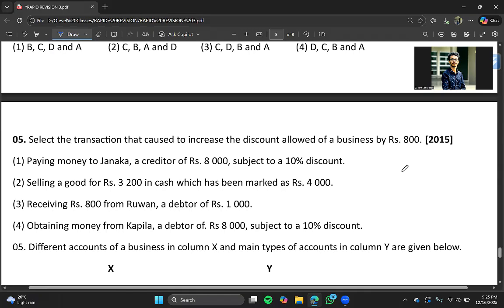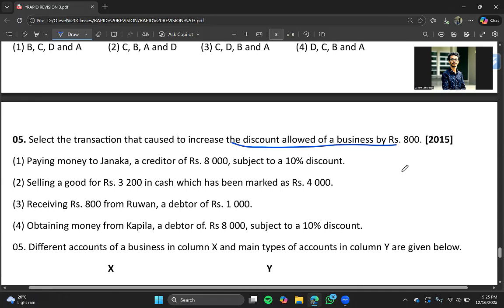Select the transaction that caused the increase of the discount allowed of the business by 800. So we have given a discount 800. Paying money to Janaka, a creditor, no, that is not the case. That becomes the discount received. Selling goods for 3,200, which has been marked 4,000, no, that is also a discount. What do you call? It goes to the discount allowed.